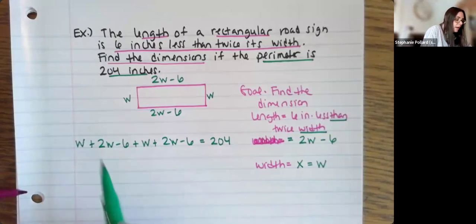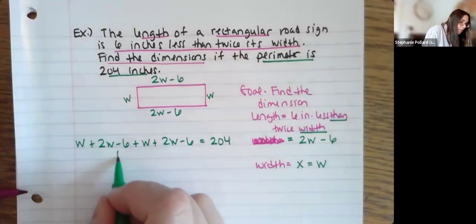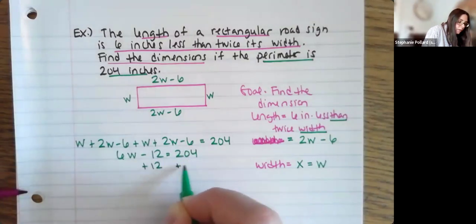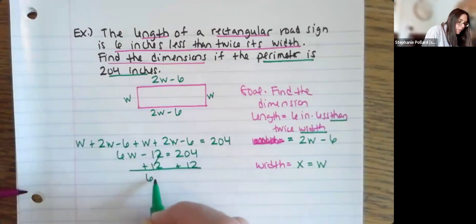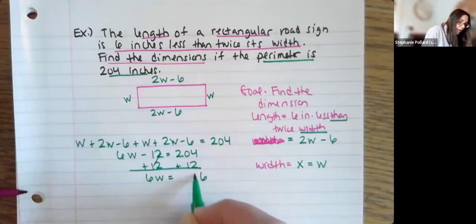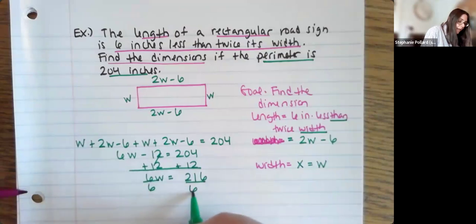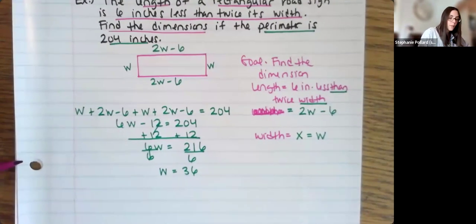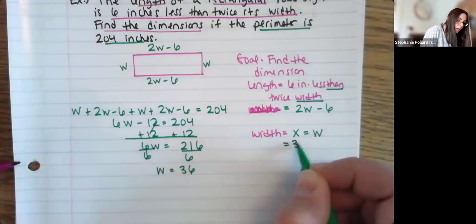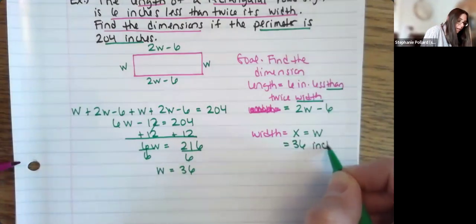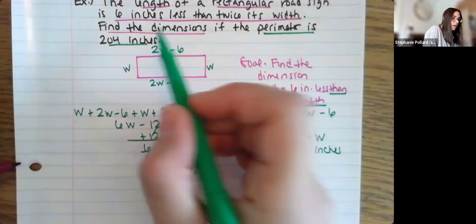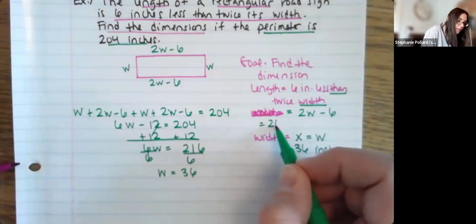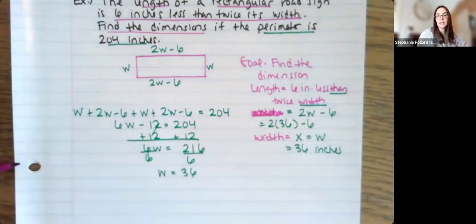All right, so let's see. I have 3, 4, 5, 6W minus 12 equals 204. I can add 12 to both sides. I get 216. And I can divide by 6, and I have 36 here. So my width is going to be 36, and notice that everything is in inches, right? So if I go back and read here, I see inches here, I see inches here. And then for my length, it's going to be 2 times 36, and then minus 6.